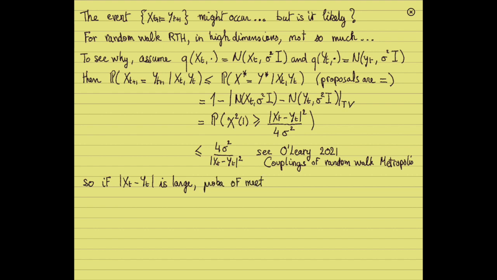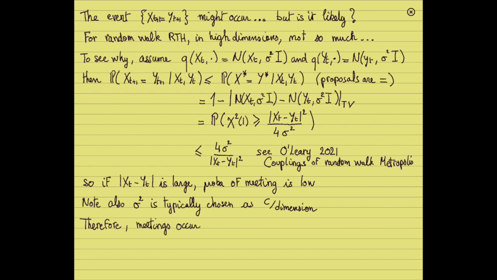And so that's an upper bound that is not very sharp, but it already provides an intuition about why the chains should be close for us to expect a possible meeting. Note also that the variance sigma square in d-dimensional settings is typically chosen as a constant divided by the dimension. So if you're trying to target a d-dimensional posterior distribution, for example, you might want to set the variance of the proposal to be of the order of 1 over the dimension in order for the acceptance rate of the algorithm to remain stable, to not go to 0 or to go to 1. And so overall, it means that the meetings might occur, but it's much more likely if the chains are close to one another in Euclidean distance relative to sigma square.